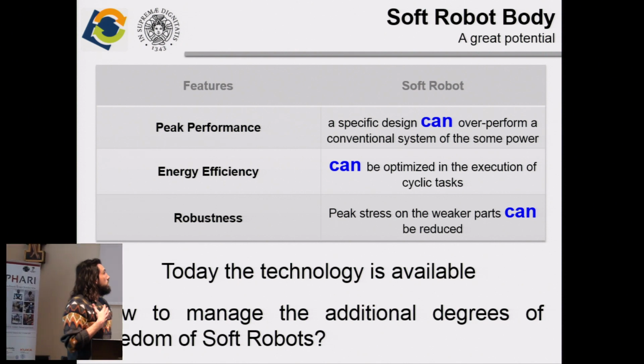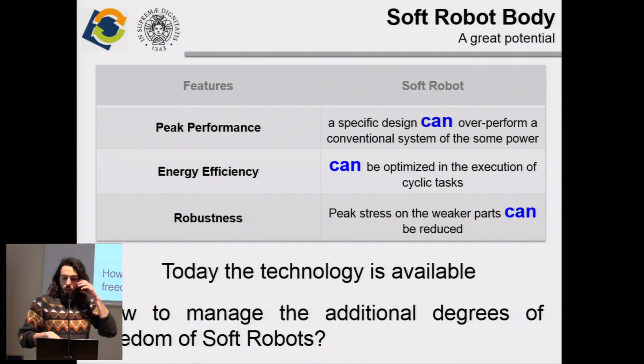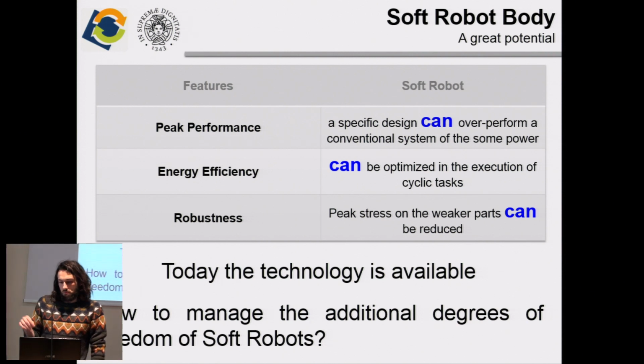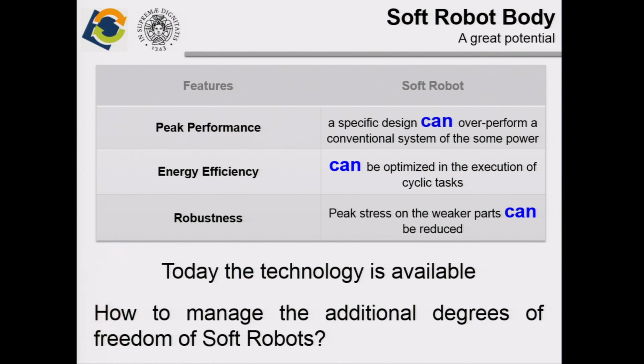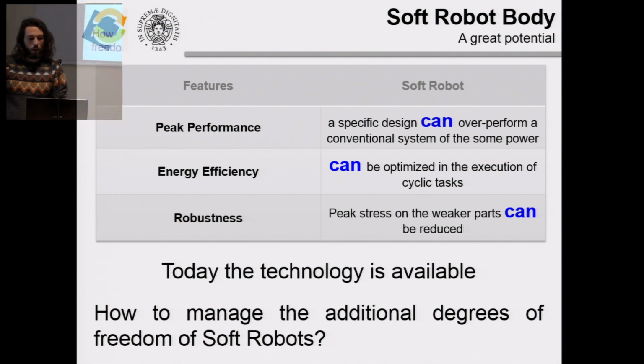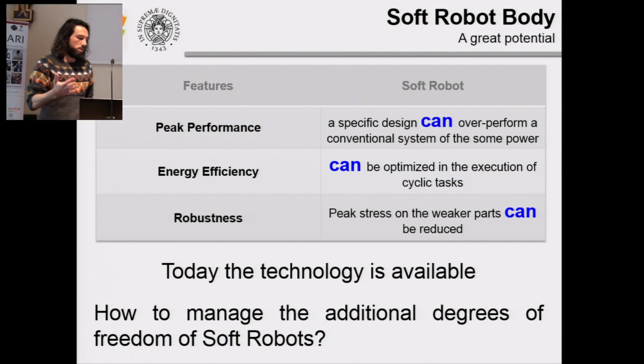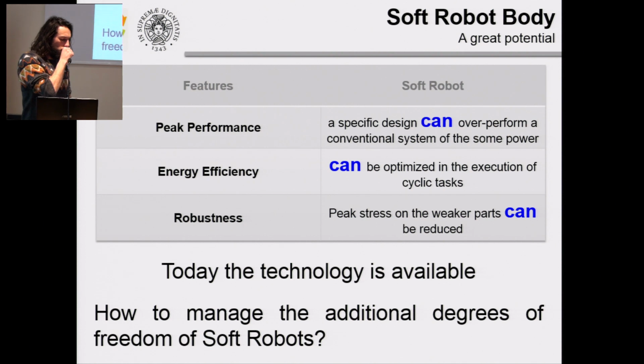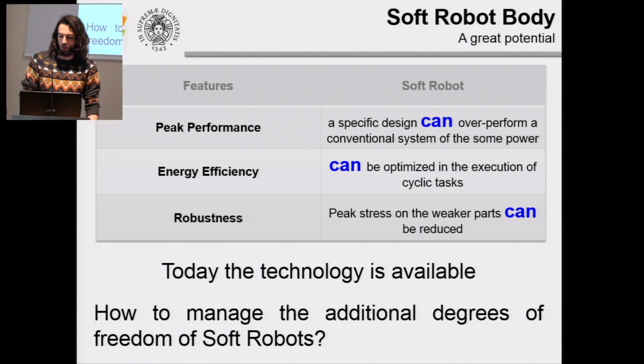So the soft robotic technology seems to have a great potential. And today the technology is available. There are several laboratories around the world that are working on these ideas. And the problem now is how to manage the additional degrees of freedom that the soft robots have.